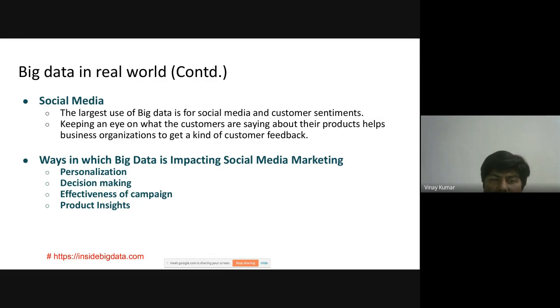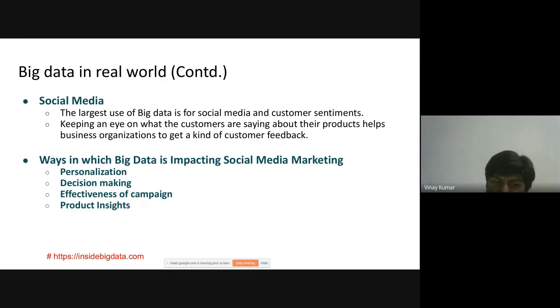Then, effectiveness of campaign. Big data is also useful in tracking the performance of social media campaigns and finding out the gradual change in returns on investment. It also allows marketers to test their campaigns before launching them. Okay, analyze the results, make changes in the campaign as required, and reset it.